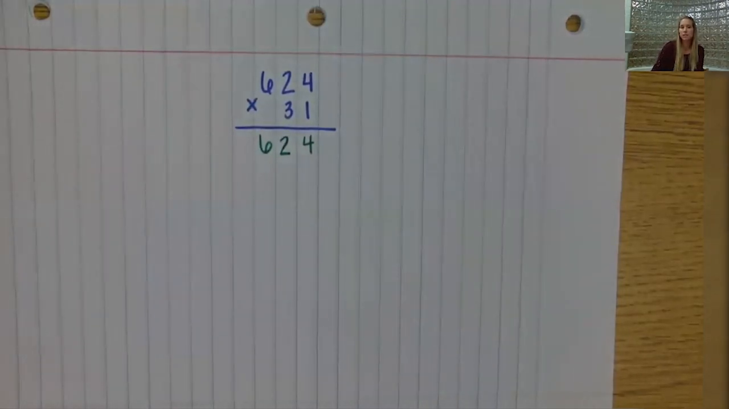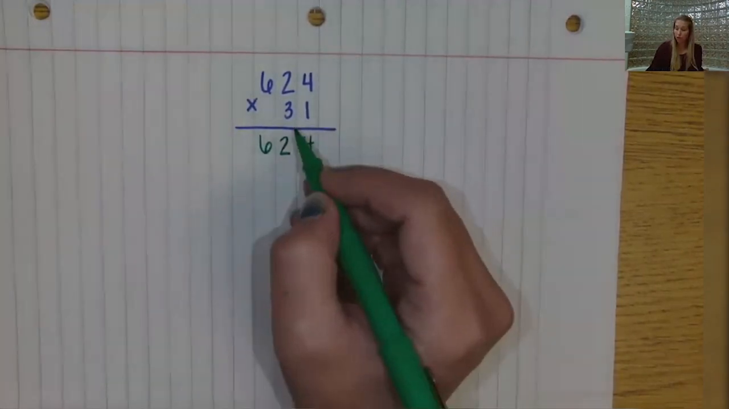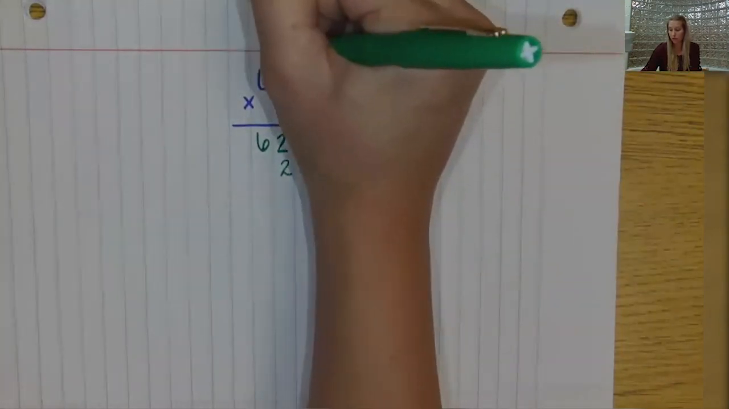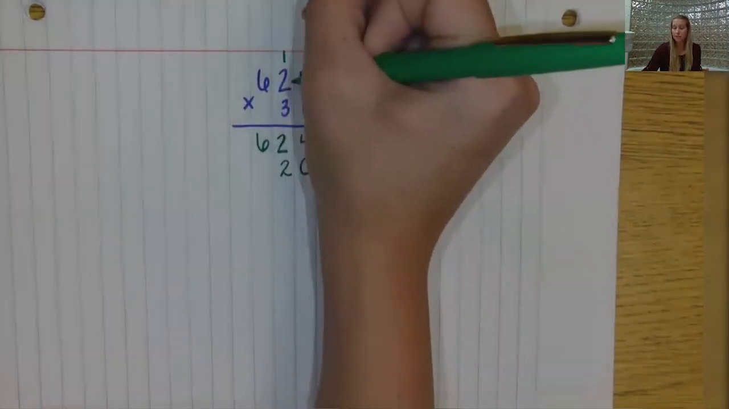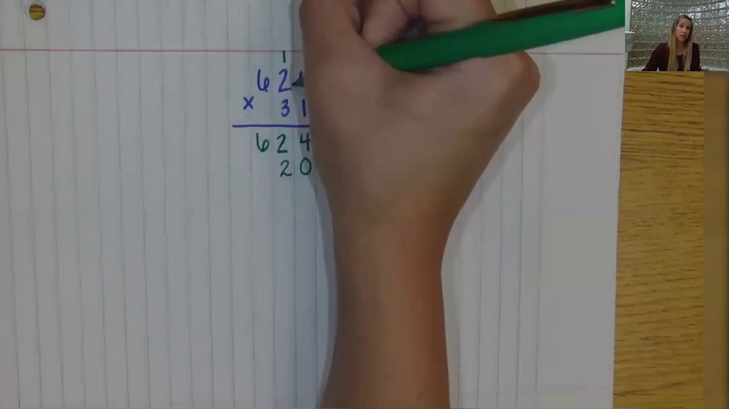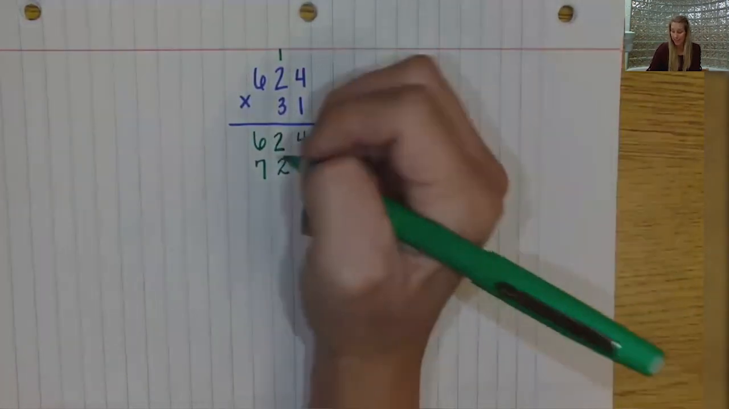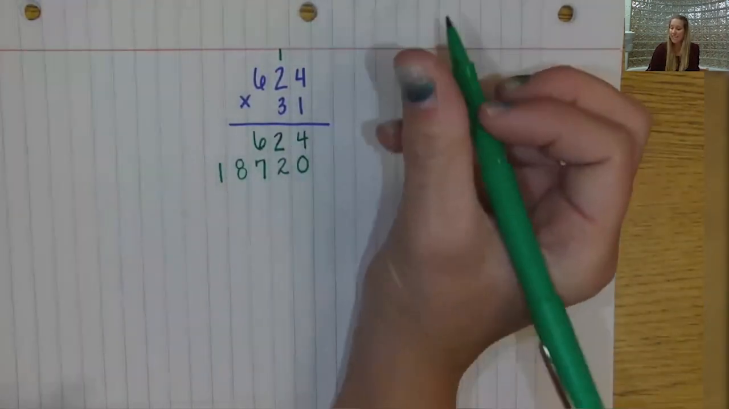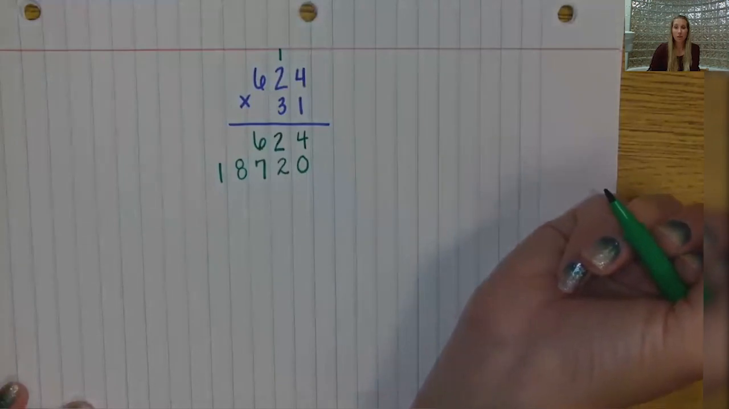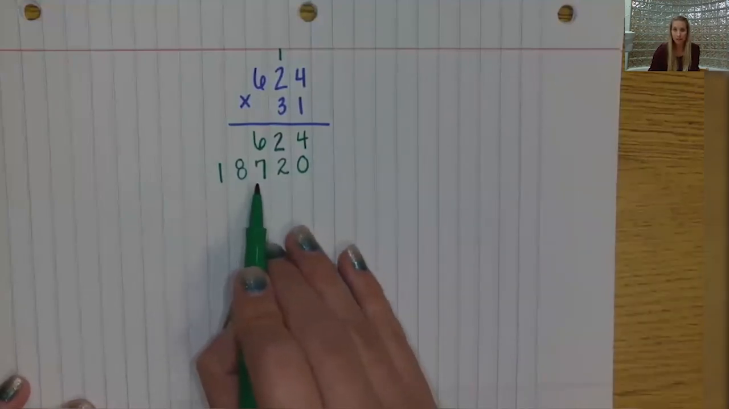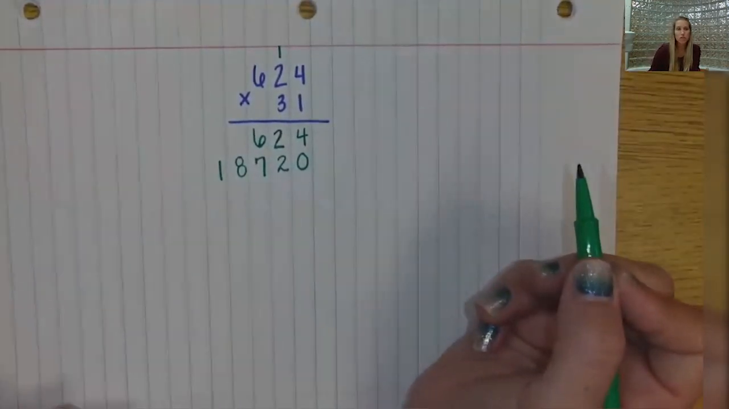Now we multiply each of the values in 624 by what? Yes, by 30. Why is it 30? Exactly, because a 3 is not worth 3, it's worth 30. So 30 times 4 is 120. So I'm going to put down the 20, and I'm going to regroup the 1. 30 times 20 is 600, plus 1 is 700. 30 times 600 is 18,000. Now, what do we do with those numbers?